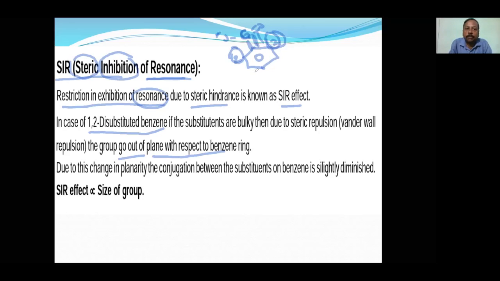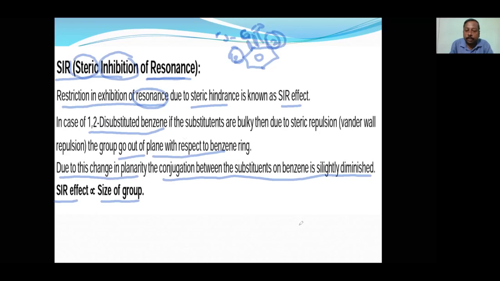Once it is out of the plane, what will happen? It cannot show the resonance, because the resonance condition is that the molecule must be planar, coplanar. Due to this change in planarity, conjugation between the substituent and the benzene ring is diminished. That is what is called the SIR effect. The SIR effect is directly proportional to the size of the group. The more bulky it is, the more rotation there will be, so more it will be out of the plane, and more will be the SIR effect.